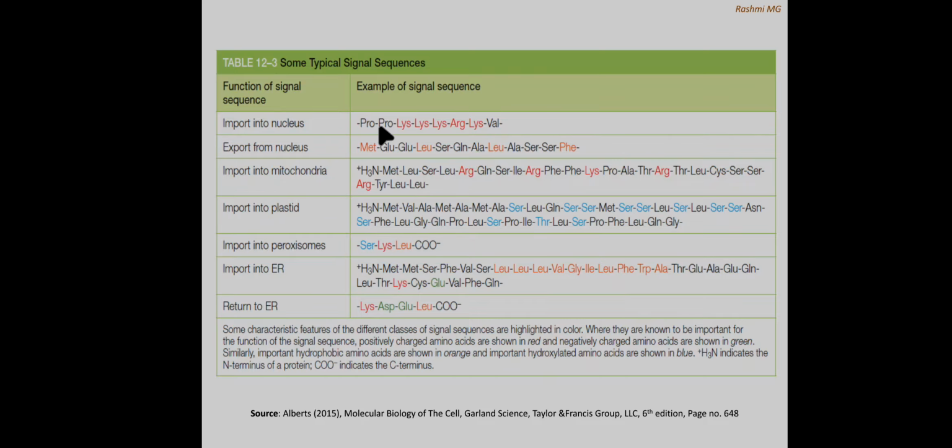See, import to the nucleus has this sequence, export from the nucleus has this sequence, import to mitochondria has this sequence. You need not remember all this, but remember which amino acid is more. Import into the nucleus is lysine rich, export from the nucleus has methionine, leucine and phenylalanine. Like this, try to remember the major ones.